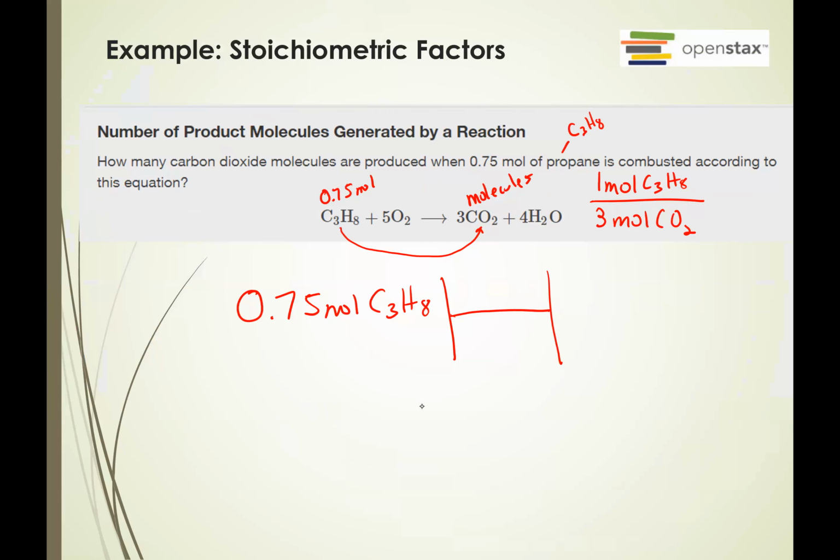Oh, yep, hold on. I figured out how to fix that last week. 1 mole of C3H8, and then the 3 moles of CO2 will go on the top. Okay, does everyone understand where that ratio came from and why?